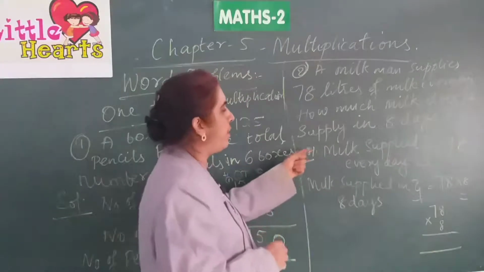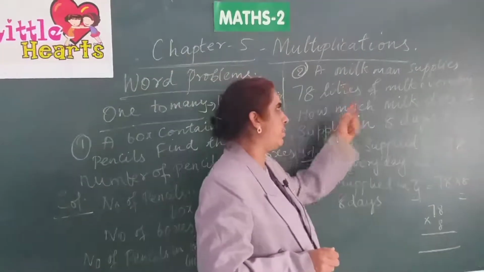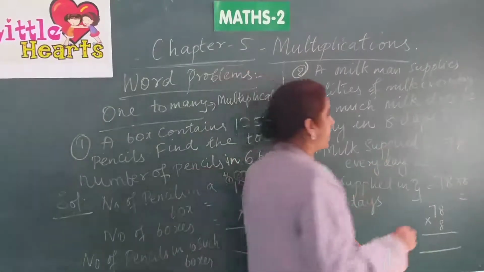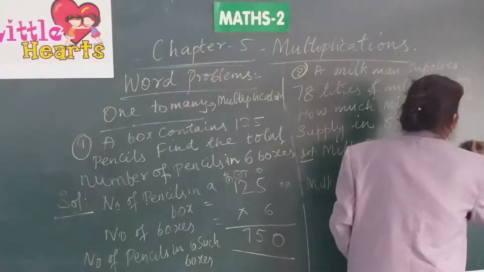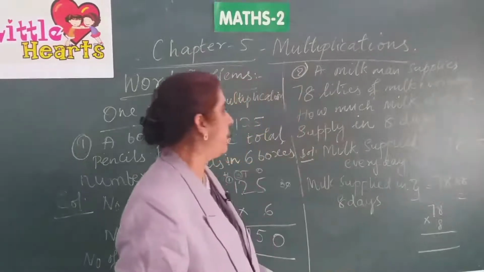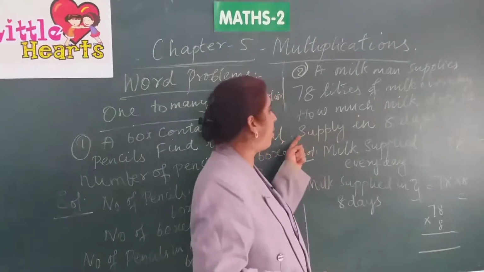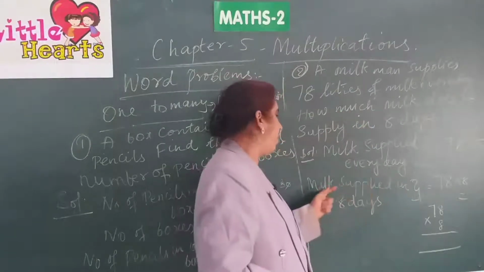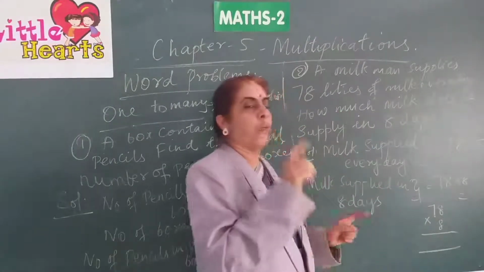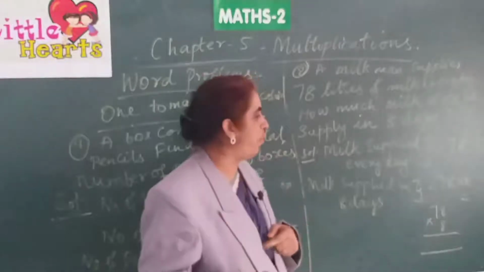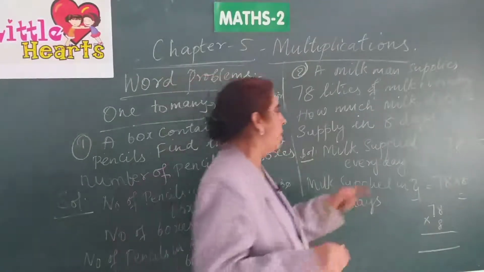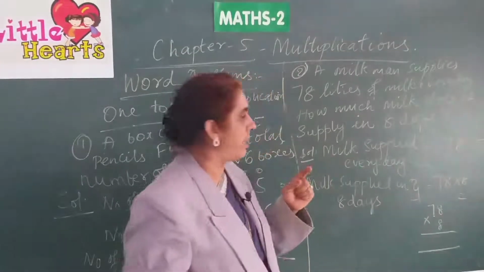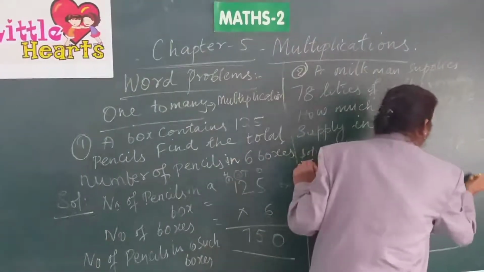So the first statement should be written. What is given should be written first. Milk supplied every day, how much? 78 liters. And what are we asked to find out? Milk supplied in 8 days. 1 day to 8 days. 1 to many is always multiplication. So multiply 78 by 8. That gives you the milk supplied in 8 days.